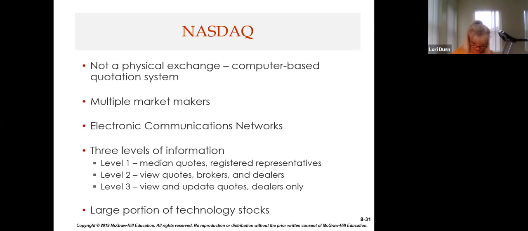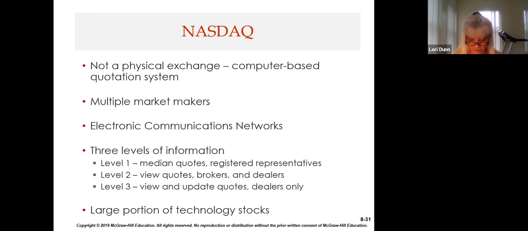And the NASDAQ, by the way, stands for National Association of Securities Dealers Automated Quotation. So that's just an acronym for a very long name. It's the second largest market in the United States.